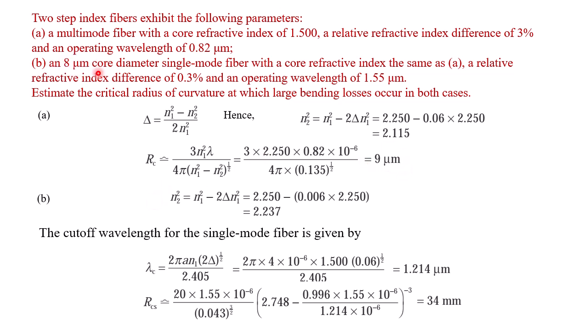For this single mode fiber, n2 becomes, using the similar process, 2.237, and the cutoff wavelength for the single mode fiber can be estimated using this relation. It becomes 1.214 micrometer, and using this relation RCS is nearly equal to 34 millimeter. So here we have 9 micrometer, here we have 34 millimeter.